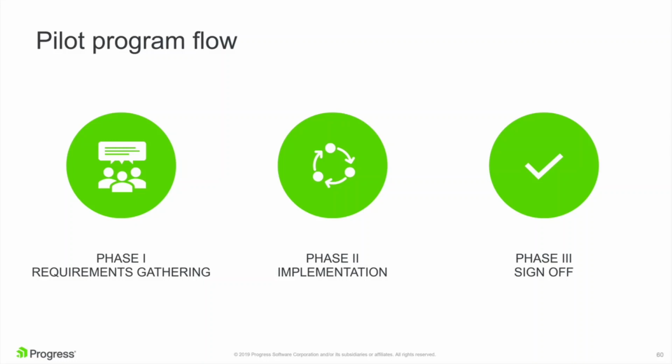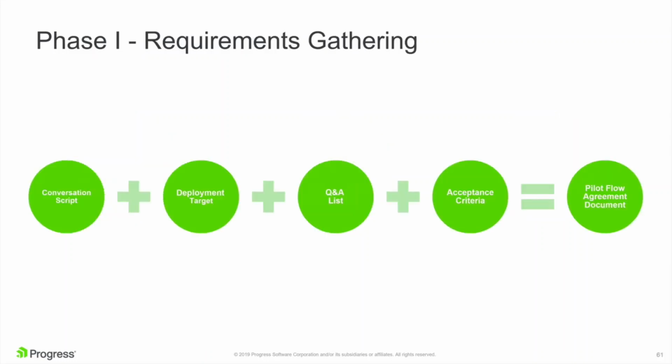Let's have a look at each of those phases in more detail. With the requirements gathering, we will start by trying to figure out what would be the best conversation flow for your scenarios. And we will come up with some sort of a script that will cover this. Then we will take a look at the questions and answers and build a list of those that would work best for you.